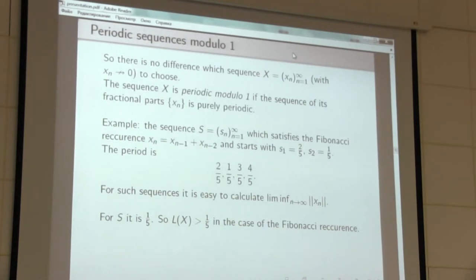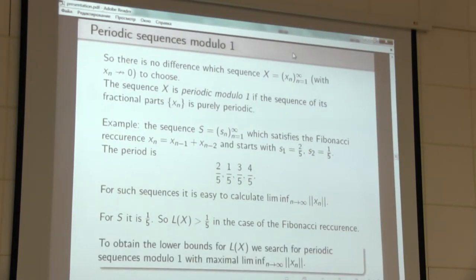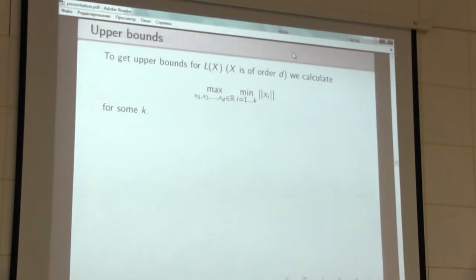Why are these periodic modulo 1 sequences interesting for us? Because it's easy to calculate the limiting points of these sequences. And for this special sequence satisfying the natural recurrence, the limiting point is 1 over 5, so we obtain the lower bound for alpha in this case. And further, to obtain the lower bound, we will look for a periodic sequence modulo 1 with the maximum limiting point.